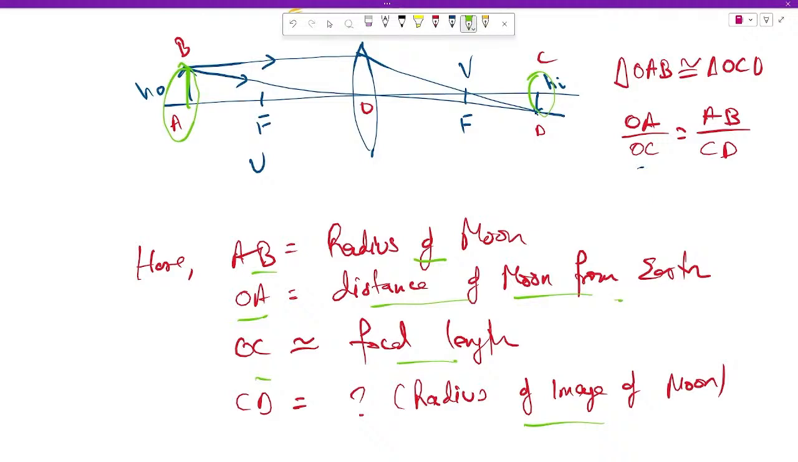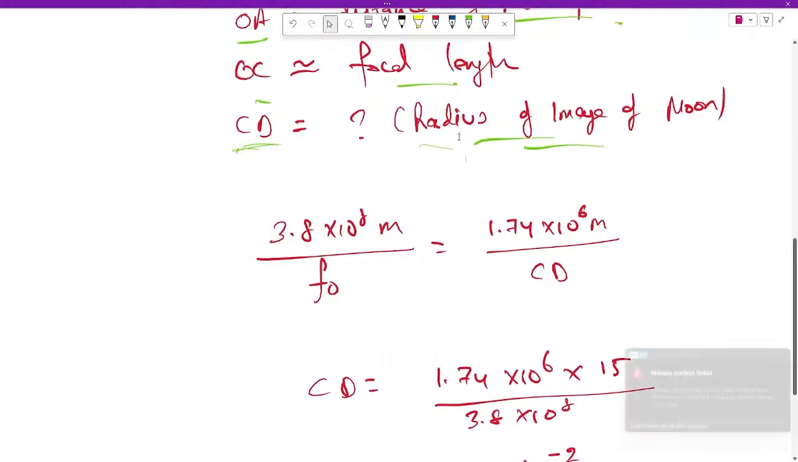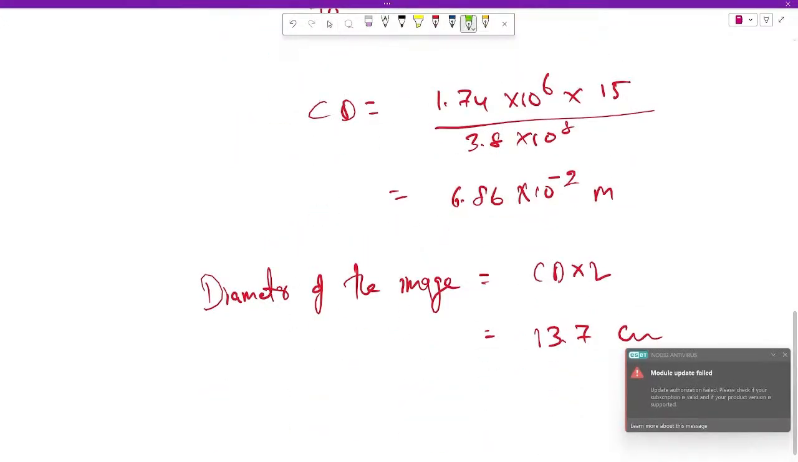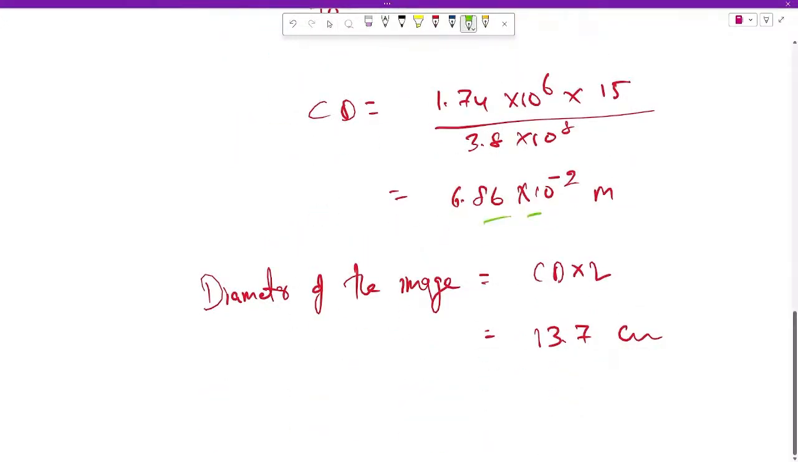So we can assume this condition, and from the property of similar triangles, using this ratio, we can easily calculate the value of CD, that is unknown over here, the radius of the image of the moon. Substituting the values, we get CD equal to 6.86 times 10 to the power minus 2 meter. So we can easily calculate the diameter of the moon now. The diameter of the moon would be equal to 2 times CD, that is 13.7 centimeter.